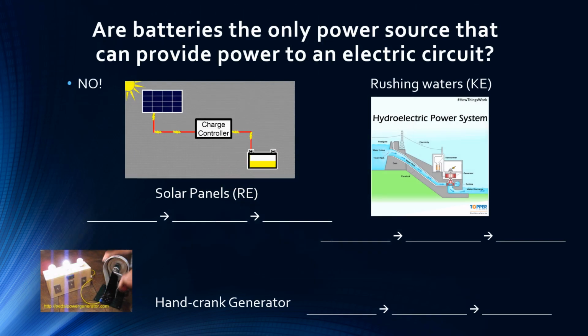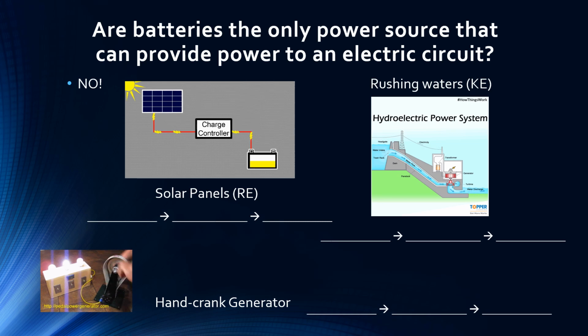So our next question that we need to write down: are batteries the only power source that can provide power to an electrical circuit? Absolutely not. We see here in our other gifts, a solar panel. You'll see these on top of some people's houses. A solar panel takes radiant energy from the sun, lets that energy travel down through a copper wire, and then it powers a load. In this case, the load is a battery.